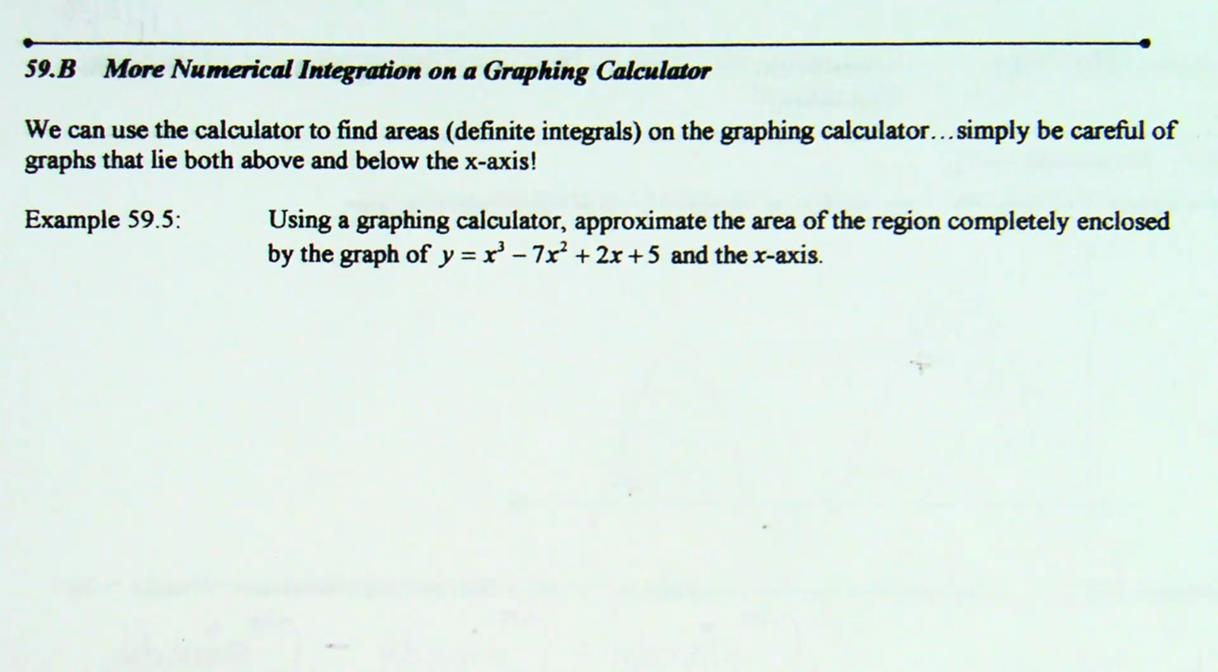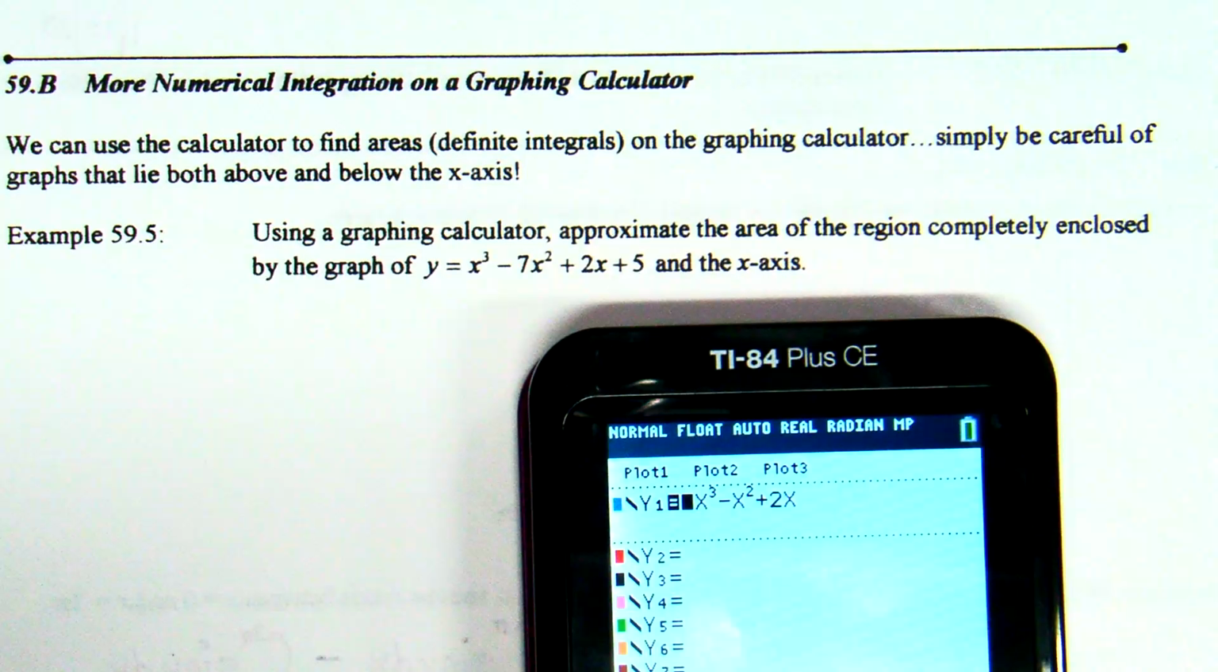Okay, so the catch is going to be, this one's not nice numbers. So, let's graph it. X to the third minus 7x squared plus 2x plus 5.